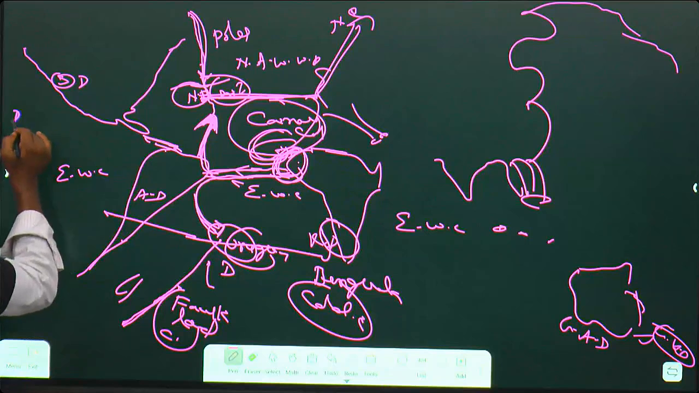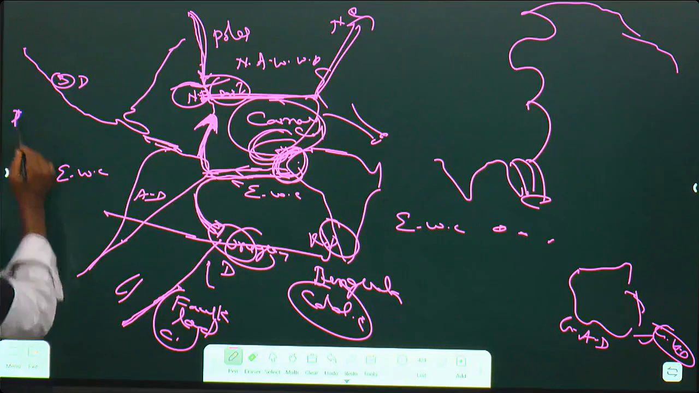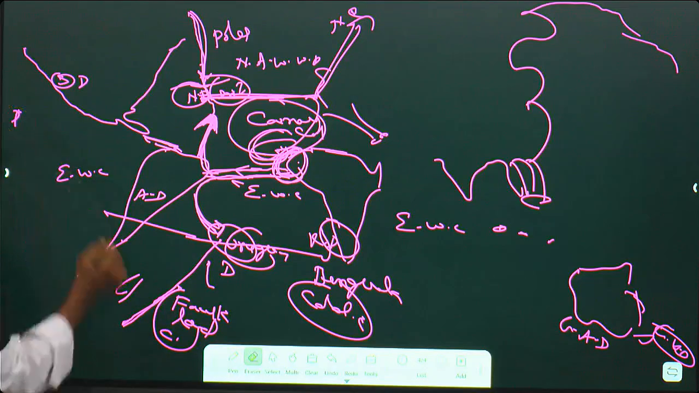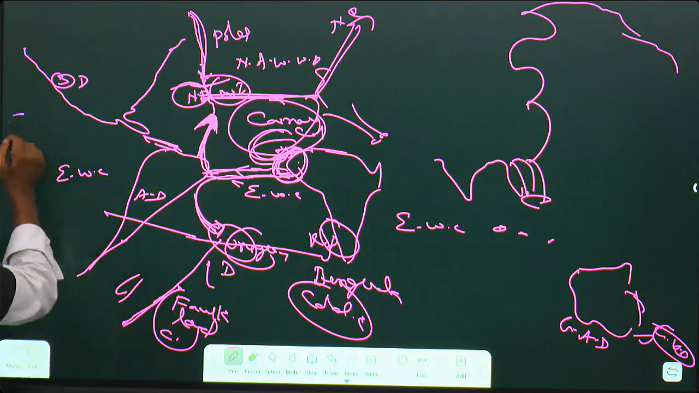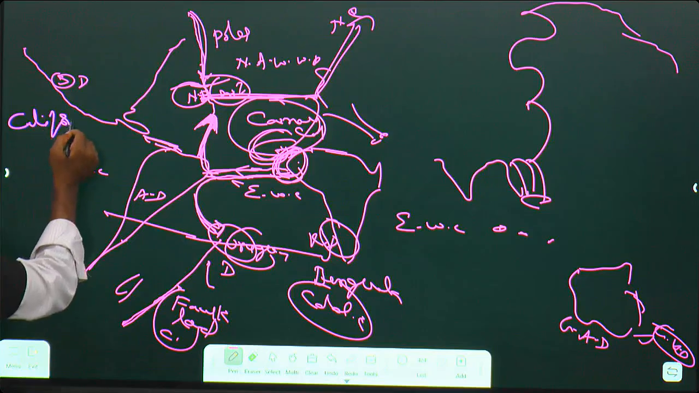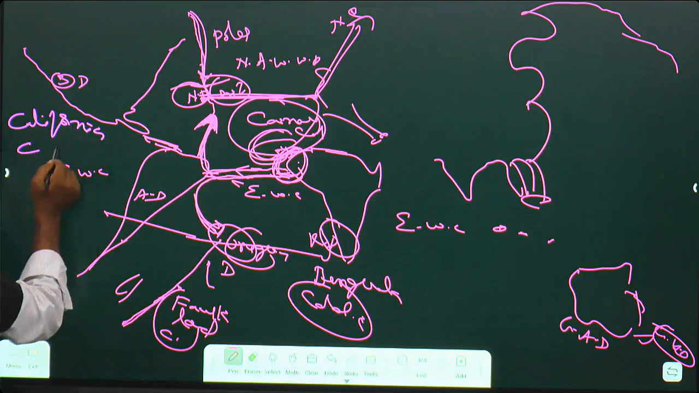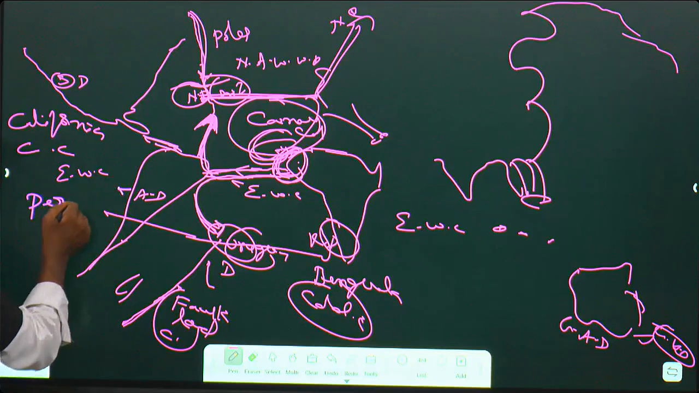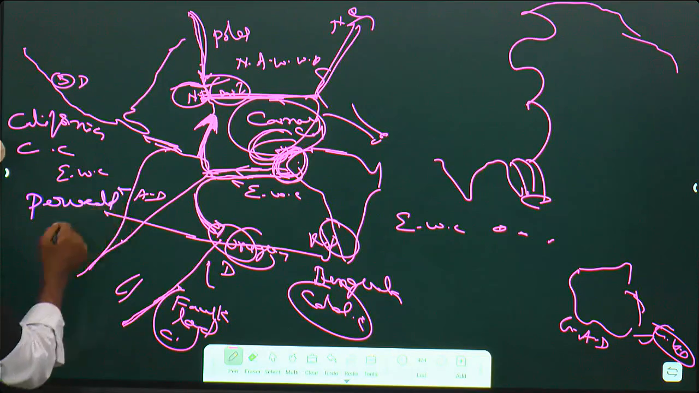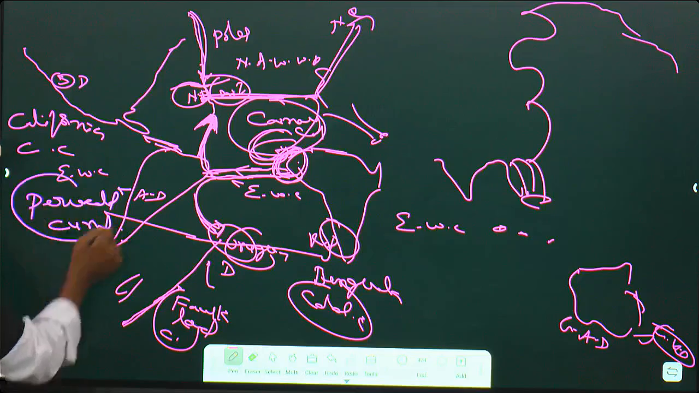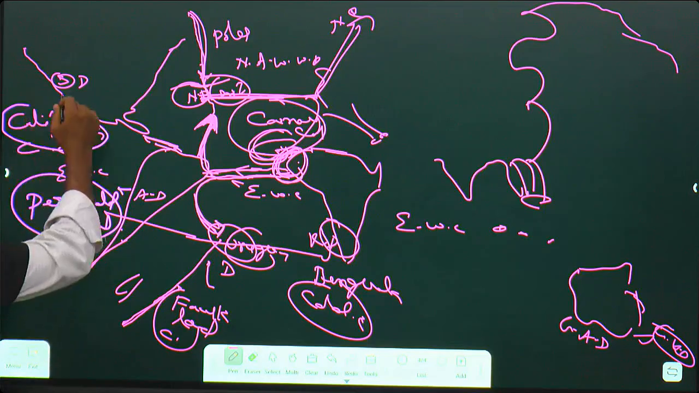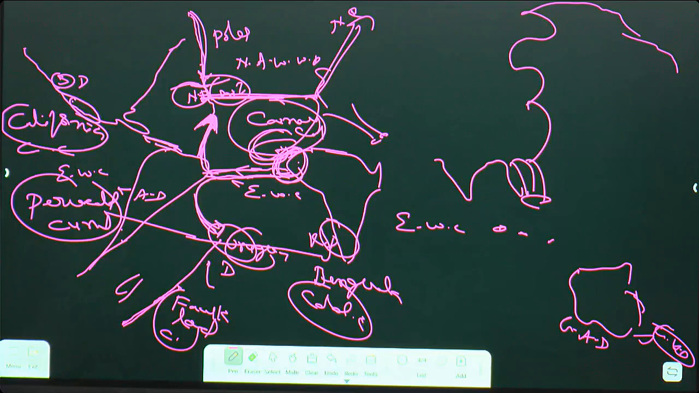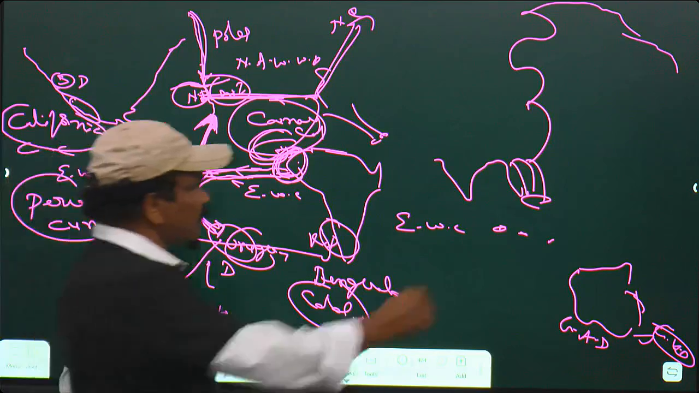Here, Peru cold current. Here, California cold current. Here, Peru cold current. Due to California cold current, the Sonoran Desert has been originated.